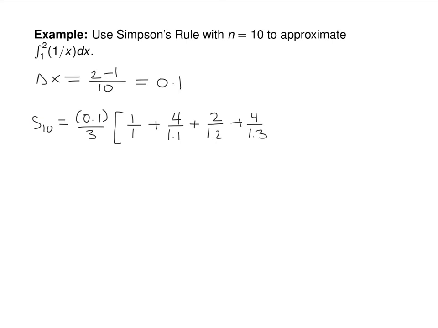I'll list a little bit, although you got the pattern, all the way up to the last one, which is 4 over 1.9, and finally 1 over 2. And when you evaluate that, this is approximately equal to 0.693.